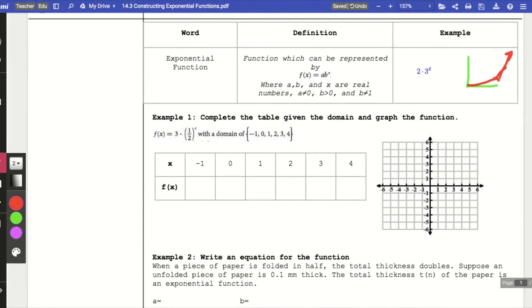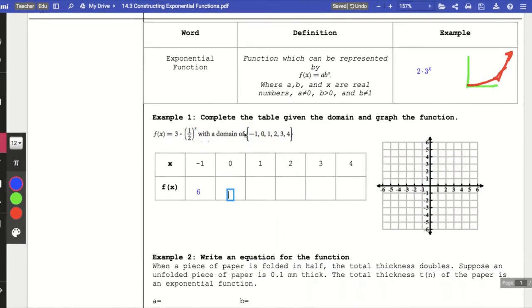We're just going to calculate the exponential function, calculate the input-output table given values from the domain, and then graph our function. So if I have the function 3 times 1/2 to the x, then I'm really just doing 3 times 1/2 to the negative 1 power, with the domain of negative 1, 0, 1, 2, 3, 4, which just means those are the values I'm plugging in for x. So 3 times 1/2 to the negative 1 power is 6, because remember, when you have a negative exponent, it's going to flip it.